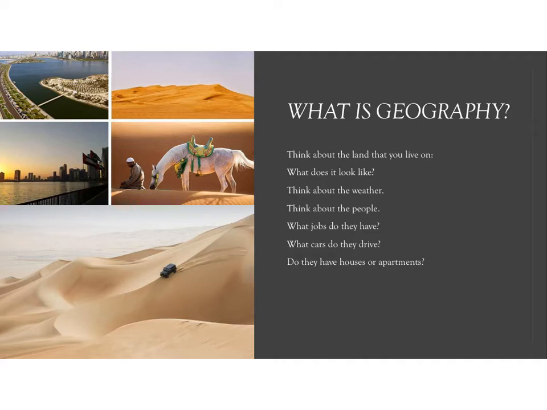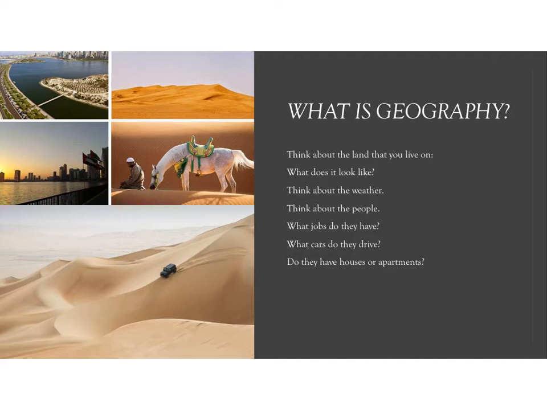On this slide, you are shown different photos, and each photo shows what we call a different feature in a given place. You are shown the desert, the sea, certain islands. What you have to think about is the land that you live in. What does it look like? And you have to think about what weather you experience in the land that you are living in.